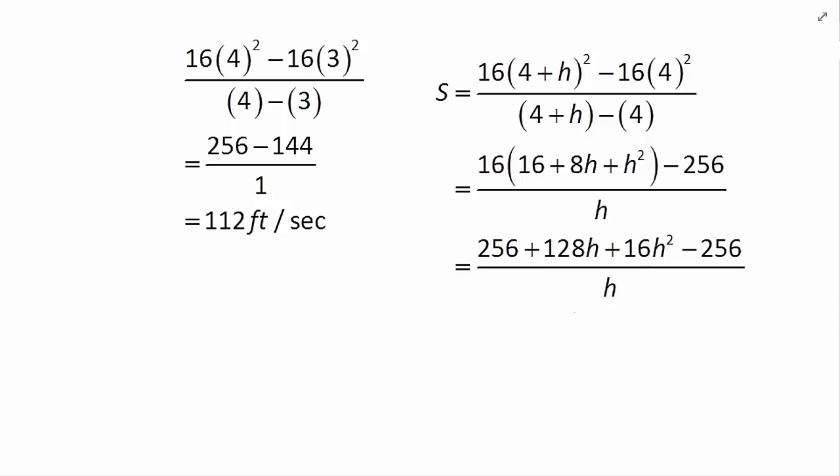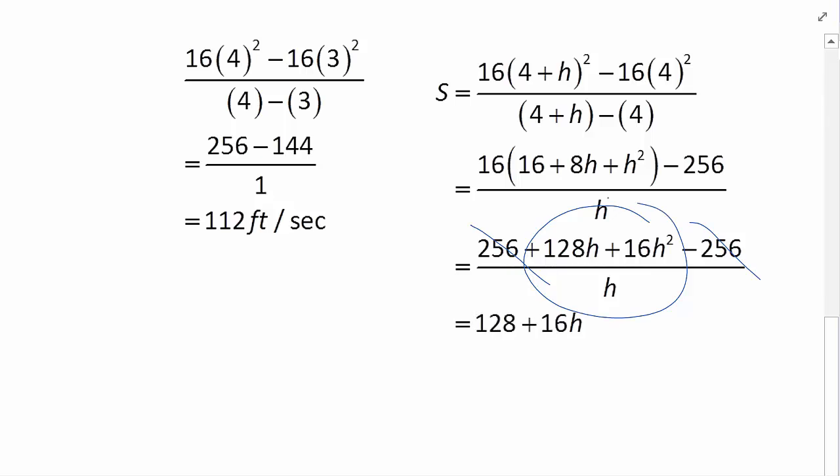Obviously the 256s just cancel each other out, and we've got a common factor between these 3 terms of h, and when I remove that common factor of h, this simplifies down to 128 plus 16h feet per second. And I think in this case it's easy to see that as we make h sufficiently small, the speed will simply be 128 feet per second. And that, my friends, is what we call a limit.